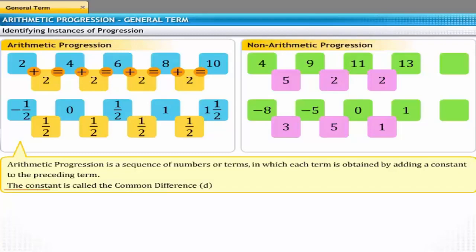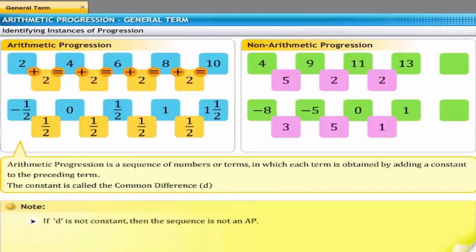This fixed number or constant is called the common difference of the arithmetic progression. It is represented by D. Now remember, if D is not constant, then the sequence is not an AP. D can be a positive number, negative number, or 0.